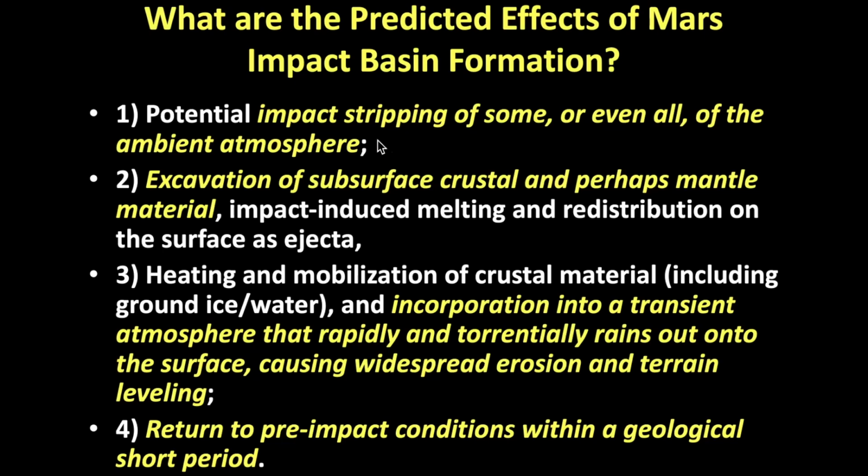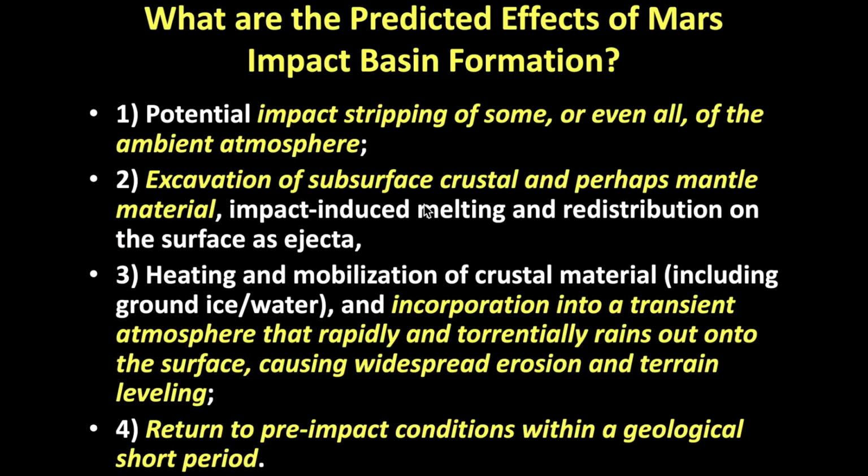Wait, what's up with this, right? You could be getting rid of a significant part of the atmosphere with each of these 3 events, let alone the previous ones. Maybe Mars' atmosphere is mostly a secondary atmosphere. Maybe the primary atmosphere has been stripped off. It also predicts excavation of subsurface crustal and perhaps mantle material. So we have a lot of ejecta coming out, and it's redistributed over significant parts of the surface, because these are huge basins, of course.